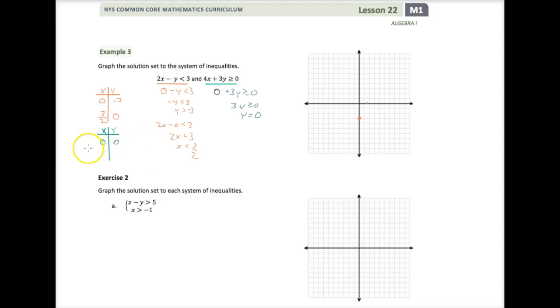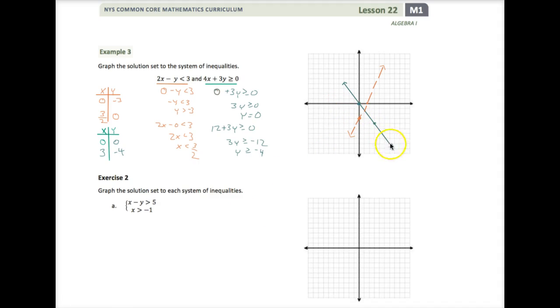So what if I pick, let's say, 3 for x. So I'm going to get 12 plus 3y is greater than 0. That means 3y is greater than or equal to negative 12, and y is greater than or equal to negative 4. Now I have 0, 0, and 3, negative 4. I'm going to go ahead and get these two lines graphed.